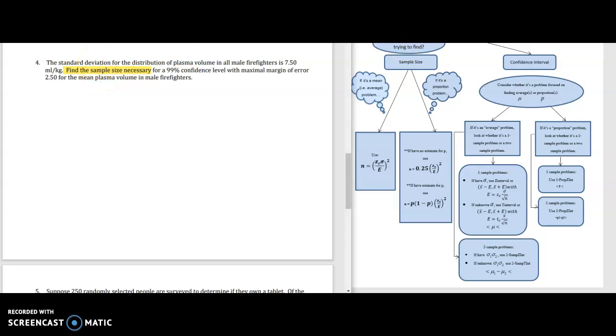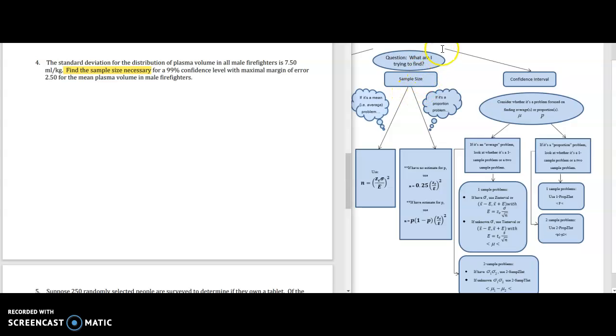So on our flow chart, we're here under sample size, and these are our 3 sample size formulas. If it's an average problem, you're going to go to the left and you're going to use this formula here. If it's a proportion problem, we have these 2 options here. In all of these, there's this Z sub C. It's a critical Z score.